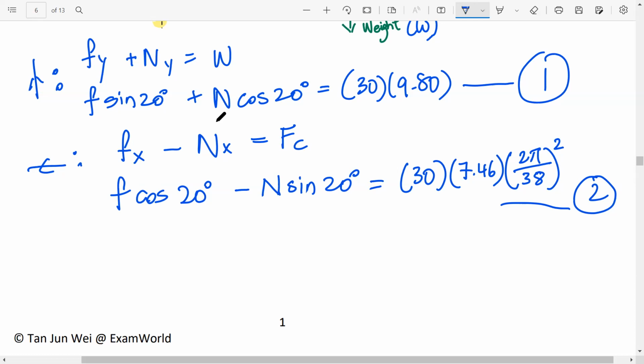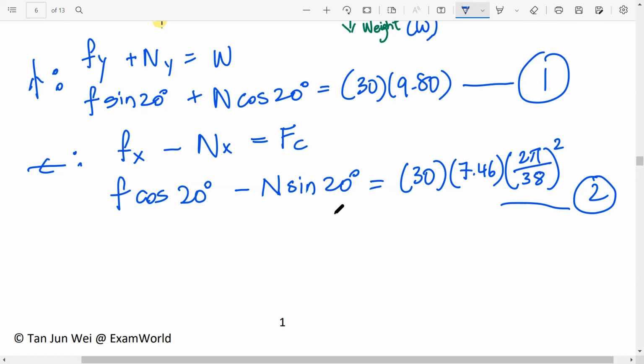Okay, make sure your calculator is in degrees mode. Simultaneous equation. So it will be sine 20, cosine 20, 30 times 9.8. Then the other one is cosine 20, negative sine 20, and 30 times 7.46 times 2 pi divided by 38 squared.